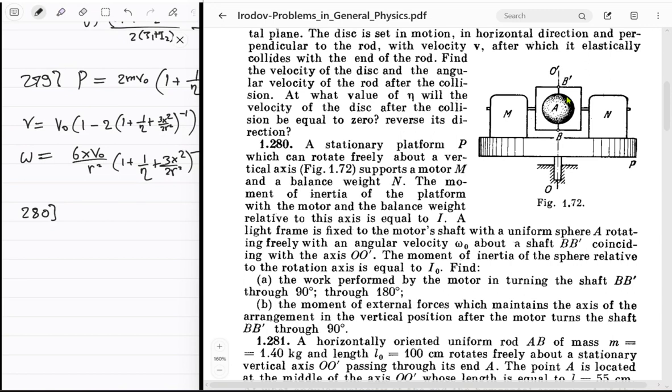And when that happens, what is the torque due to the external forces? Basically, that's what it's asking. And also only those forces which prevent the axis of the arrangement from going, so axis, just O dash. So what keeps this O dash vertical? Those are just external forces, right? And what's the torque of those external forces? That's basically what they're asking. Okay, so basically it's like a gyroscope. Isn't that right? Of course it is.